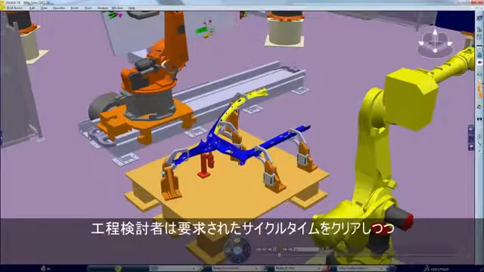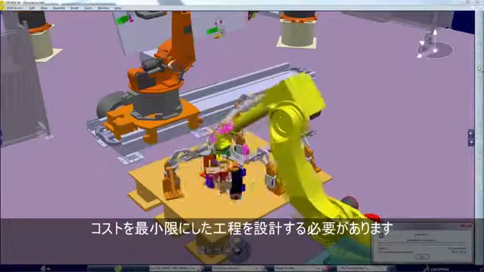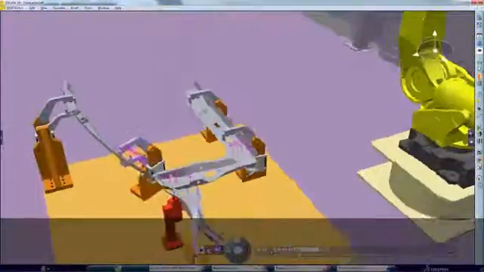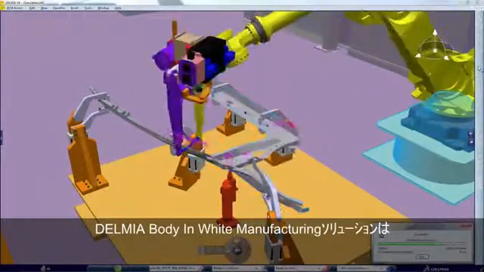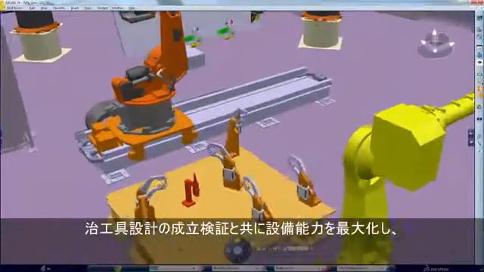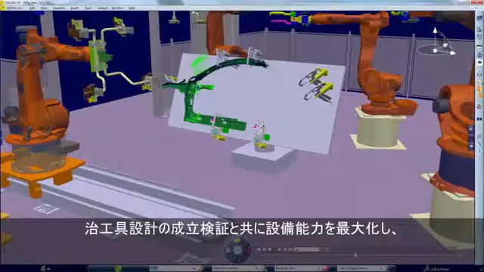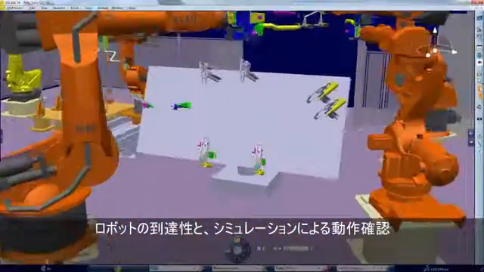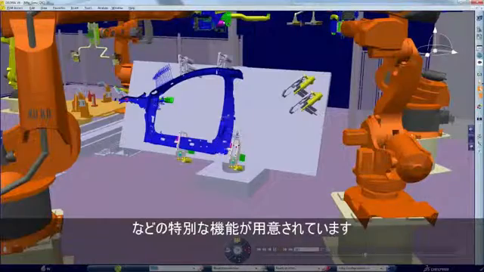The body and white simulation engineer must ensure the proposed station meets the cycle time objectives while minimizing resource costs. DELMIA's body and white manufacturing solution delivers highly specialized tools to maximize resource utilization, validate tooling design, check robot reach for weld accessibility, and simulate the complete station process.